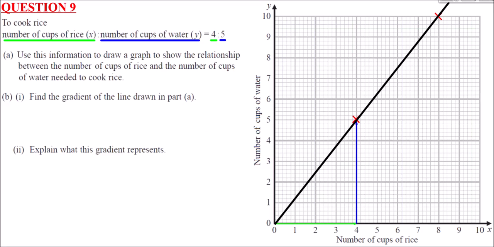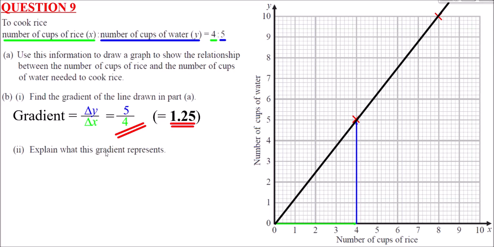Well, the gradient in between any 2 points is the change in the y values divided by the change in the x values. So from 0, 0 up to that point, y is increased from 0 up to 5, and x is increased from 0 to 4, so that's an increase of 4. So put simply, the gradient is just 5 over 4, and that's a valid way to leave our answer. If you prefer, you can do it as a decimal. 5 over 4 means 5 divided by 4, which gives 1.25.